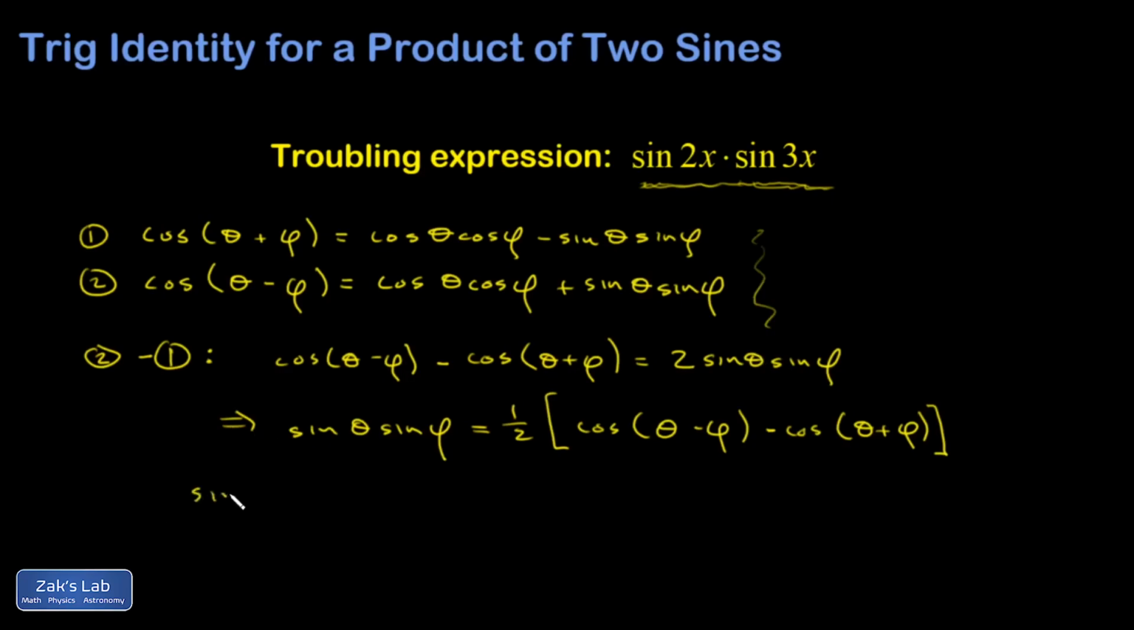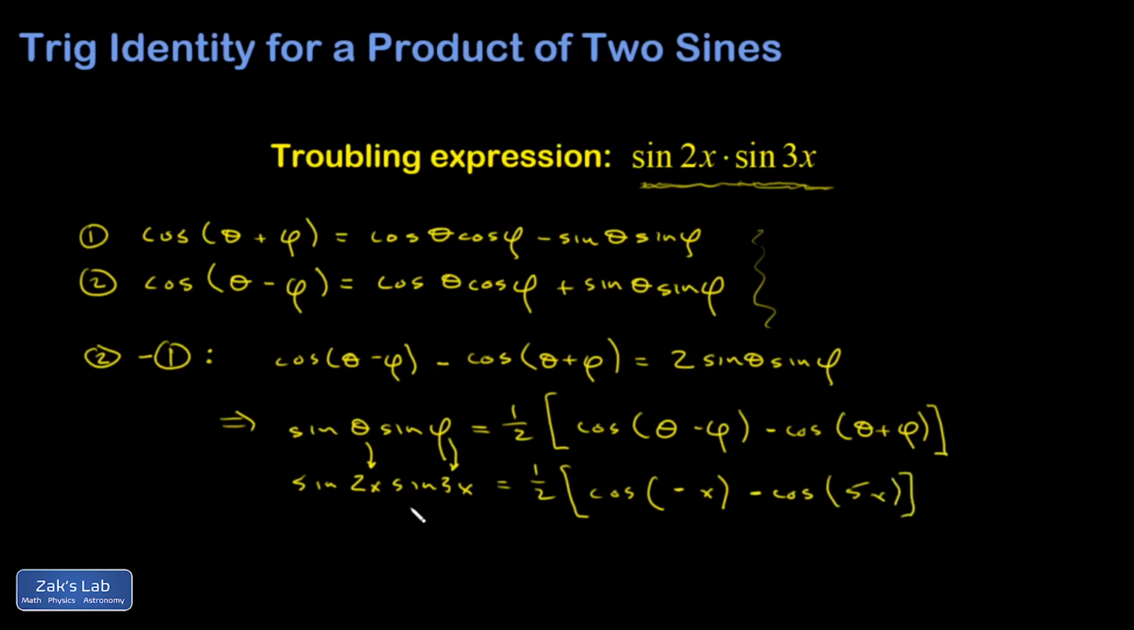The sine of 2x, I'll go ahead and move that over here. Sine 2x, sine 3x. So theta is going to be 2x, phi is going to be 3x, is 1/2 cosine of 2x minus 3x. So that's negative x, minus the cosine of 2x plus 3x, so that's 5x. Cosine is an even function, so we can clean this up a little bit. The cosine of negative x is equal to the cosine of x.